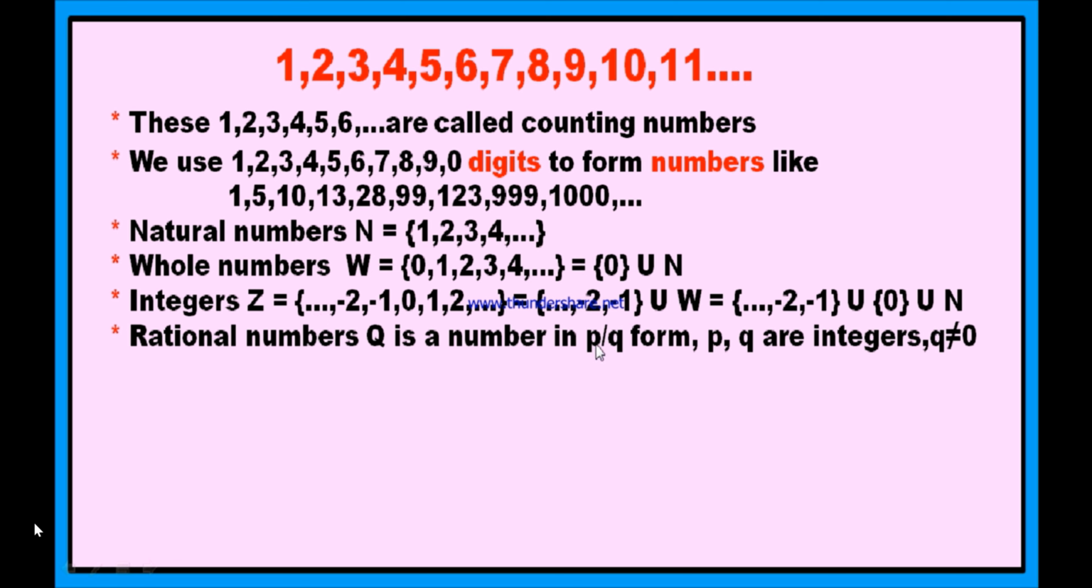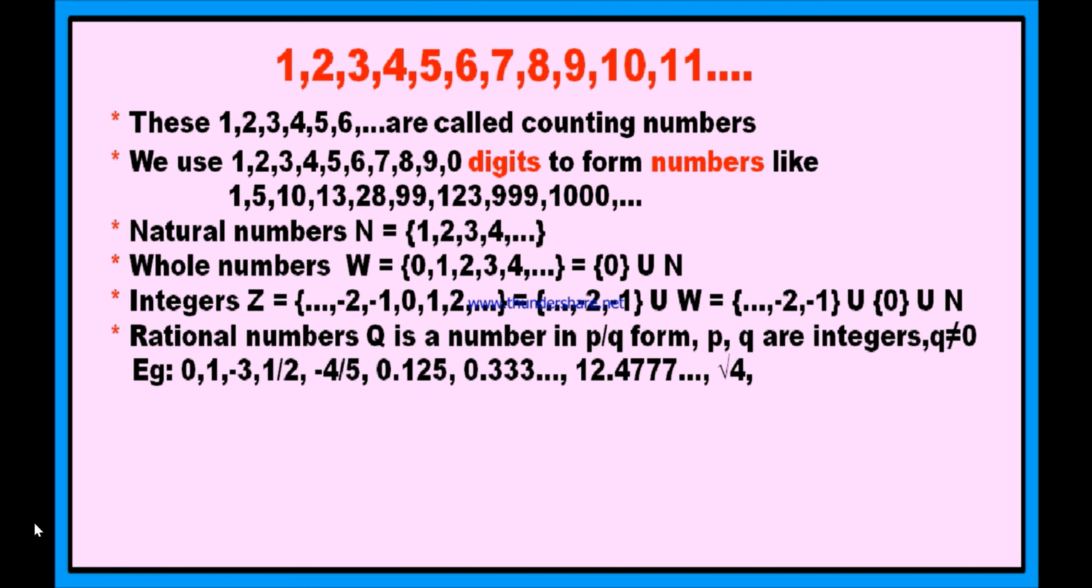A rational number is a number which is in the form of p by q, a fraction form, numerator by denominator, where both numerator and denominator should be integers and q should not be 0. The denominator should not be 0. Such types of numbers are called rational numbers, and these rational numbers are represented by the letter Q. Q stands for quotient. Every natural number is a rational number. Every whole number is a rational number. Every integer is a rational number. Therefore, 0, 1, minus 3, 1 by 2, minus 4 by 5, and all these are rational numbers.